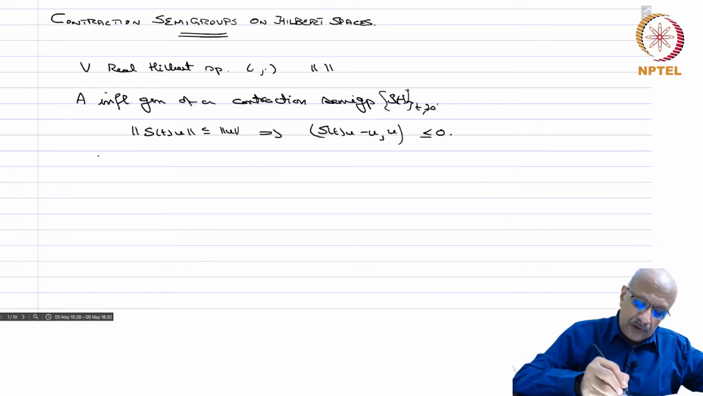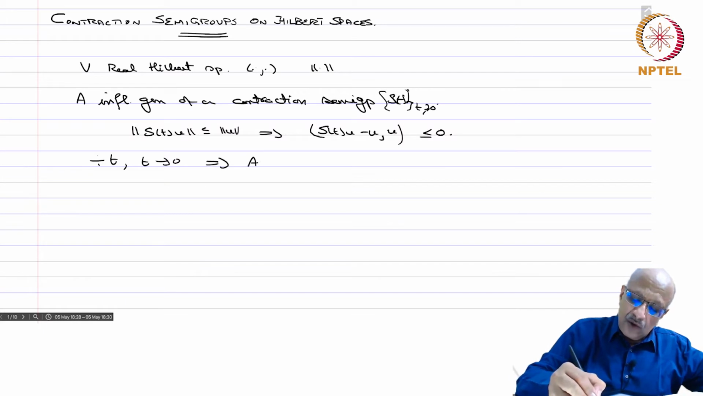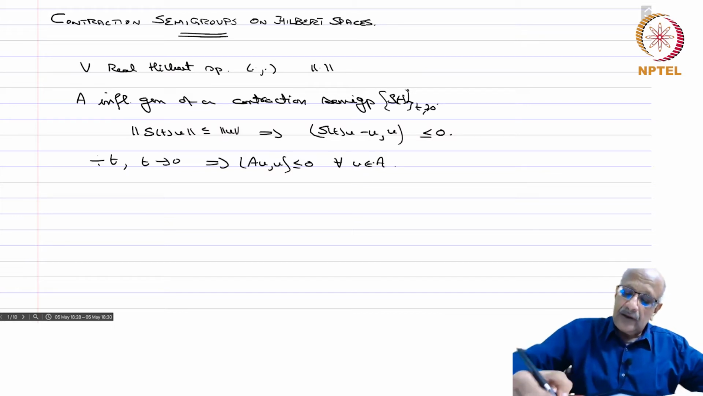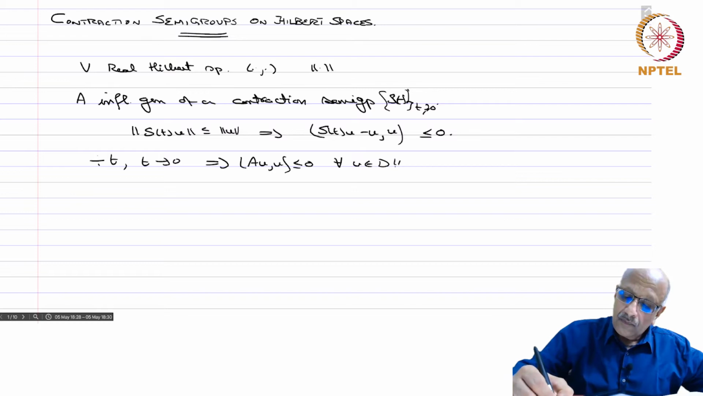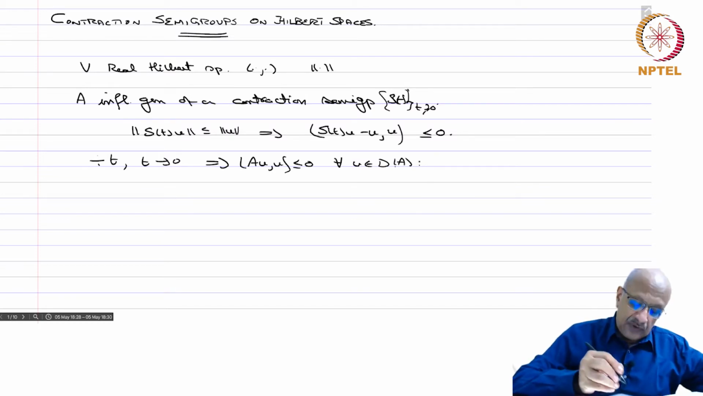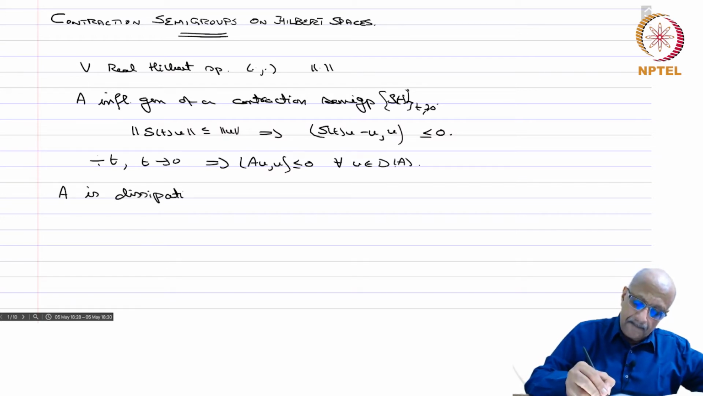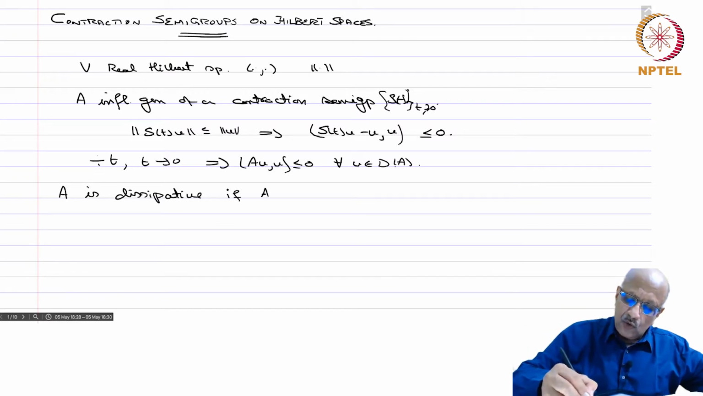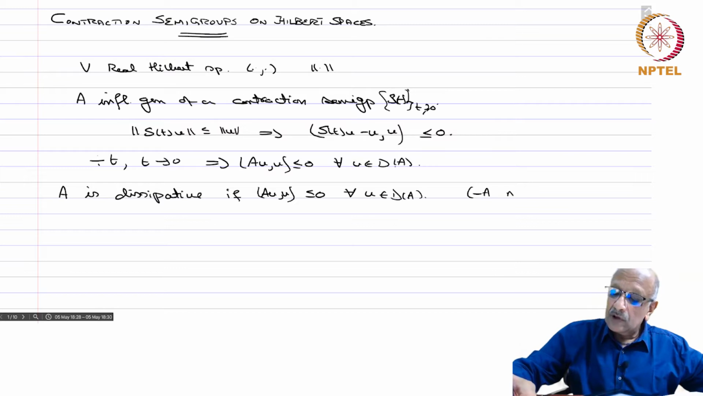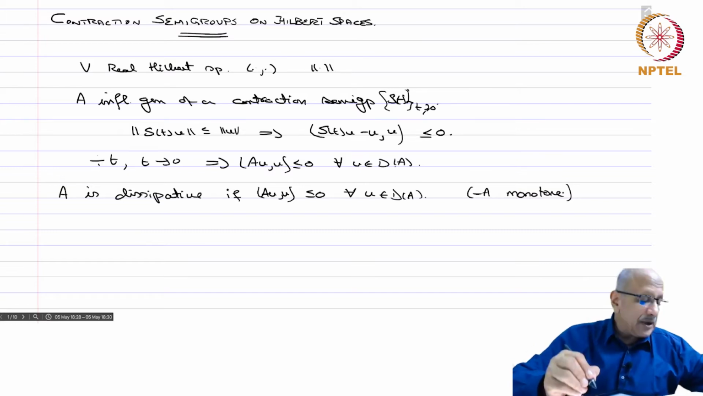Okay. So, now if you divide by t and t decreasing to 0, this implies that (Au, u) is less than or equal to 0 for all u in D(A). Okay. Therefore, we say that A is dissipative if (Au, u) is less than or equal to 0 for all u in D(A). Okay. So, we say minus A will be monotone. That means (-Au, u) will be greater than or equal to 0.